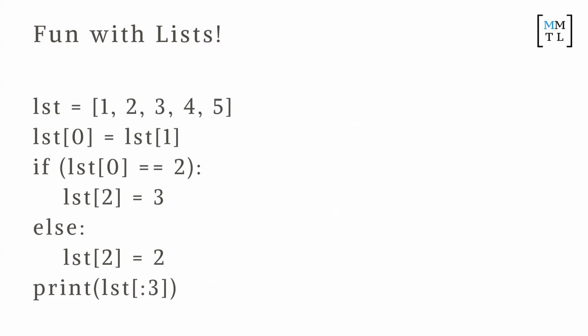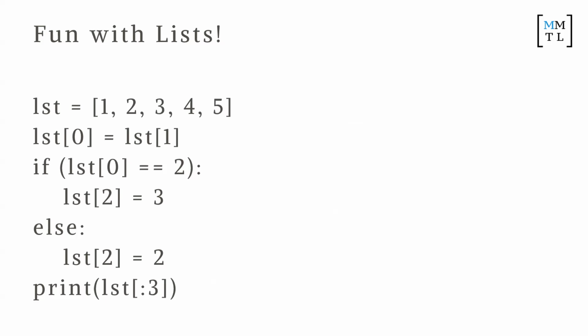All right, so let's spend time going through this one. So this one here, again, we start with 1, 2, 3, 4, 5. Okay. So the first line, or the second line rather, says that list 0 equals list 1. Okay. So list 0 will now change to the value in list 1, which is 2. Okay. Then the third line says if list 0 equals 2, which it does. Okay. Then we change list 2 to 3, which it already is. Okay, so we don't need to make any changes there.